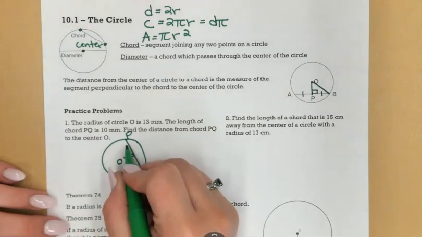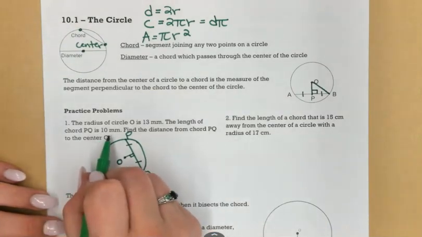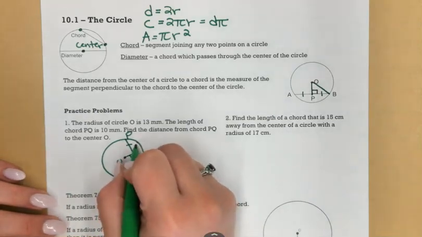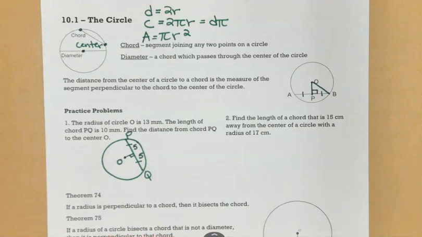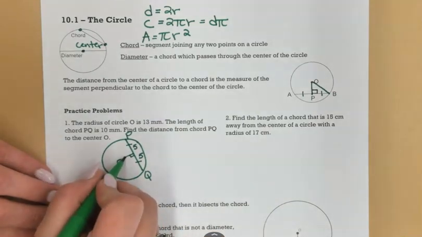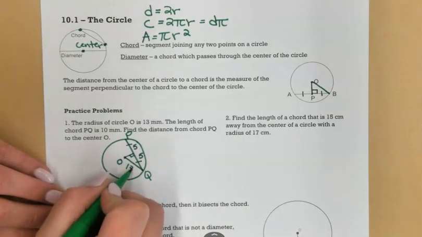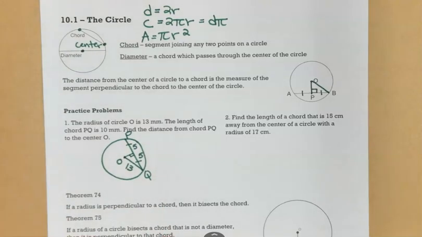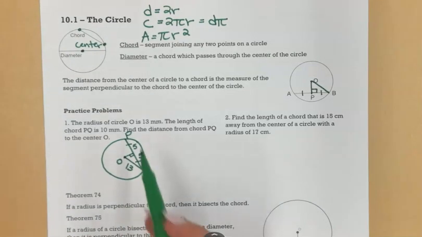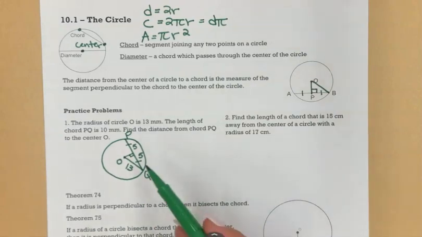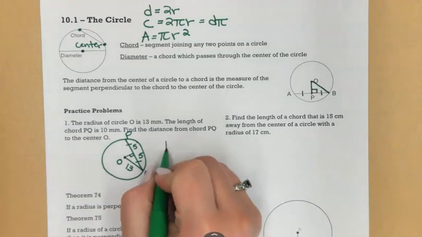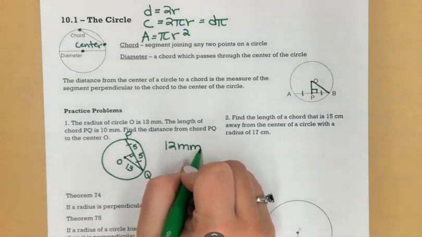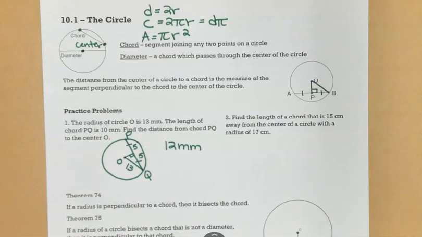And what this does is split PQ in half. We were told PQ was 10, so each of these is going to be 5. And my radius is 13, so I'm going to strategically draw that in from O to Q to form the hypotenuse of this right triangle. And so then to find that distance, you could either use the Pythagorean theorem or recognize that this is one of our triples. This is going to be a 5, 12, 13 triangle. So it is 12 millimeters away from the center.